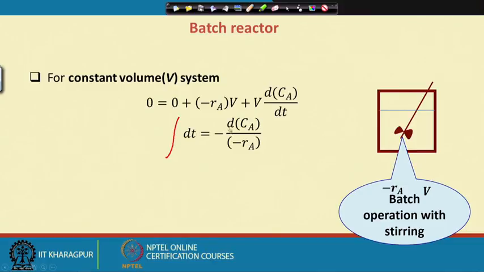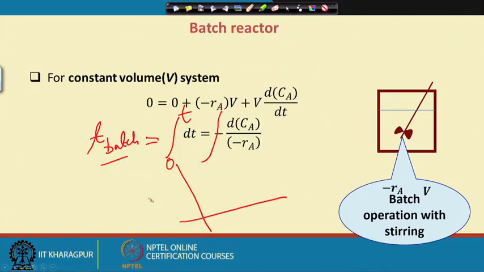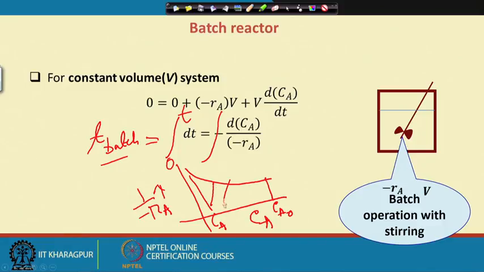I can do the integration here, am I right? I can do the integration from 0 to t. So this is equal to t batch, and this is equal to like this. Now if you want to calculate this, how can you calculate? So this is minus RA and this is CA, and suppose the correlation is like this, with CA0 here and CA here. So the area under this curve is equal to t batch.